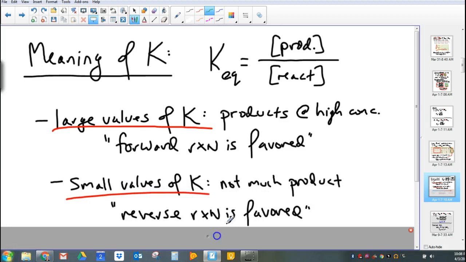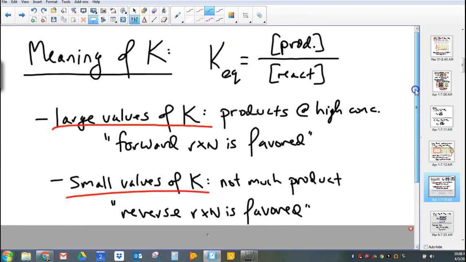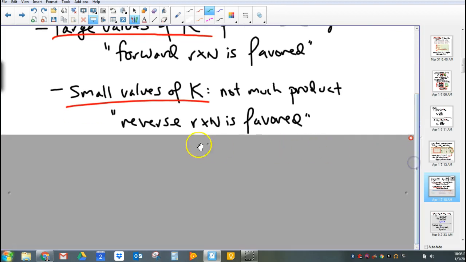Now, what if it's small values of K? And that can be 10 to the negative 13th, 10 to the negative 18th. That's a really tiny number. If it's a really tiny number, there's hardly any product produced. An example of this might be a very low solubility compound. 1 in 10 billion molecules might actually dissolve, and so that's going to be 10 to the negative 10. And that's not unheard of. By the way, let's back up. An example of a very large value of K might be a combustion reaction, where either the fuel or the oxygen gets consumed and you produce a whole lot of product with very little reactant left behind. So that'd be a big number.